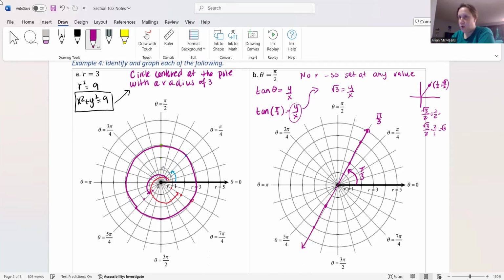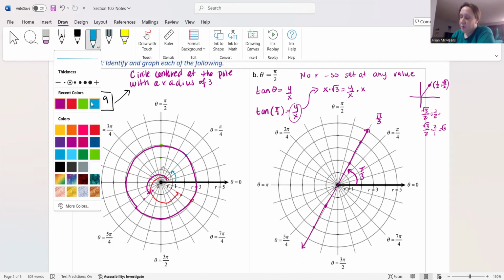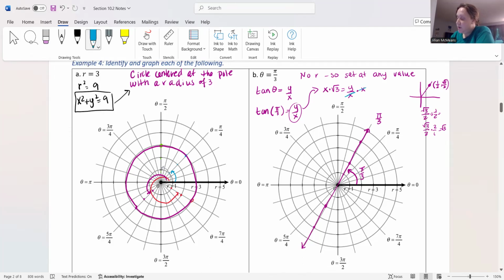We know in the rectangular world that we live in, a lot of times we'll solve equations for y, so let's do it. We would multiply both sides here by x. Well, when we do that, these x's on the right just divide out to become 1. So we're left with y equals root 3 x. So this right here is a regular line with a slope of root 3.